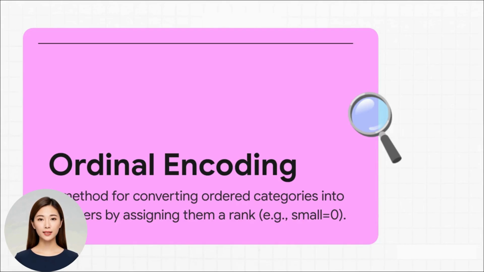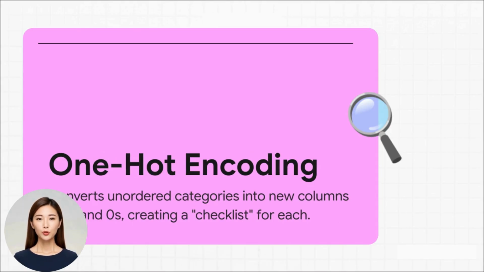Okay, so for our ordered data, like item size, we use a method called ordinal encoding, and it is beautifully simple. We just assign a number to each category based on its rank. So small becomes 0, medium becomes 1, large becomes 2, and so on. See, we're just turning a logical sequence of words into a logical sequence of numbers. Easy. But for that unordered data, like the city names, we need a much cleverer tool.